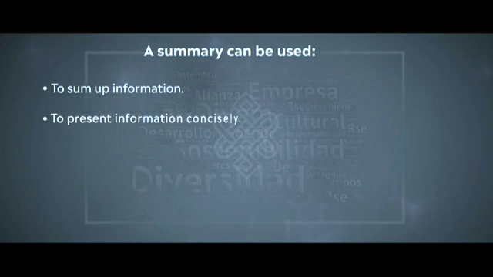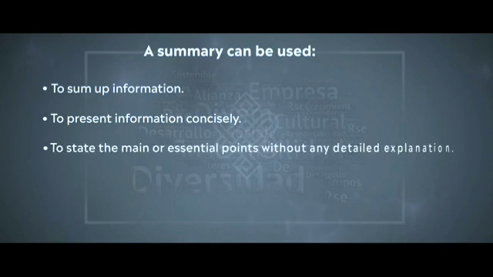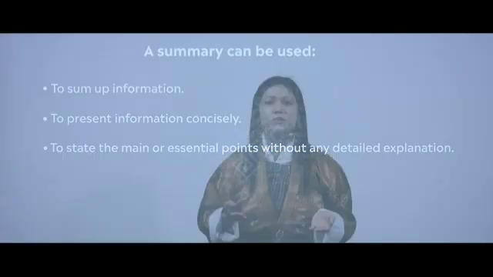Second, you can present information concisely, very clear, in a very short paragraph, yet very clear. And the final one, to state the main essential parts of the original text without detailed information. You do not have to present the detailed information. You just have to take out the key essential points, and you'll be able to present the original idea of the author in your own words. So these are the areas where you can use the summary writing skills.